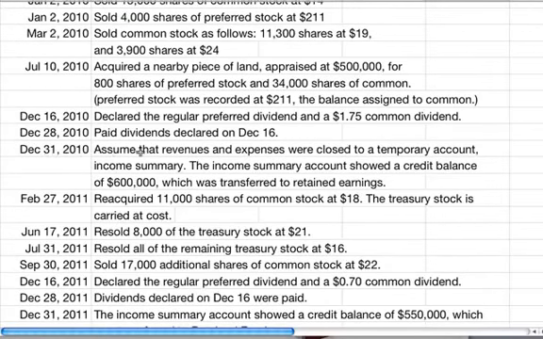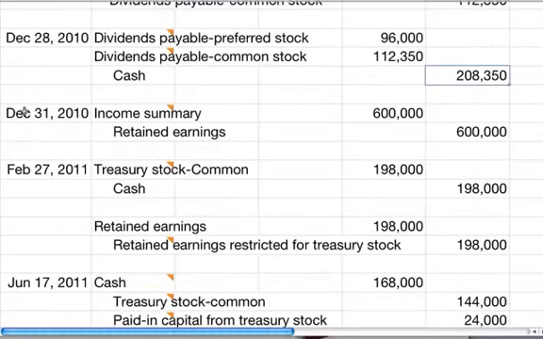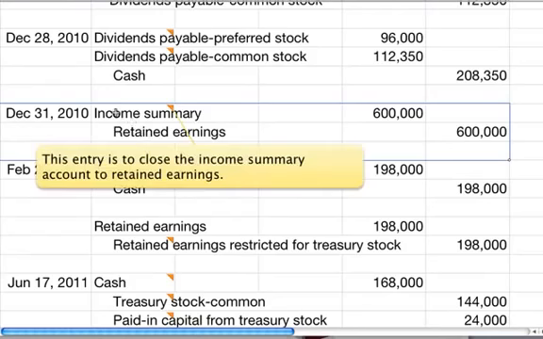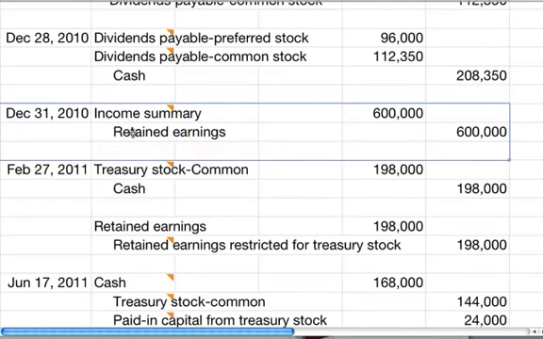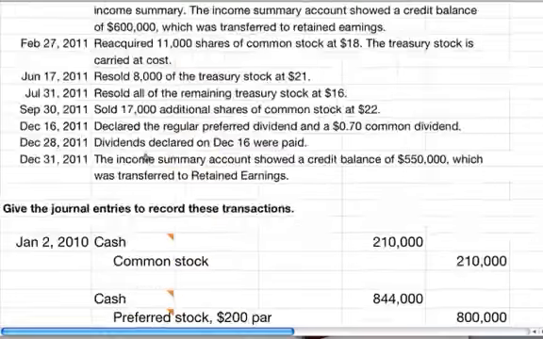On December 31st, revenues and expenses were closed to a temporary account called income summary. The income summary account showed a credit balance of $600,000. So to close that out, this is what it looks like. You have income summary debited for $600,000 to close that out, and you credit it to retained earnings.